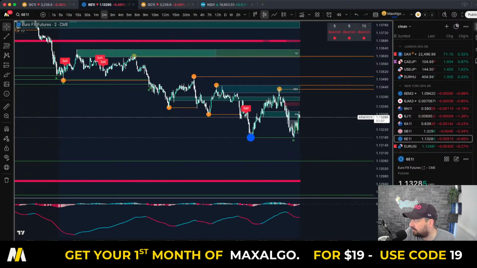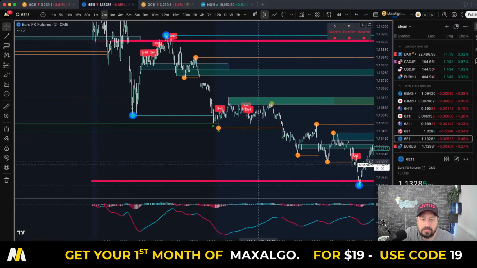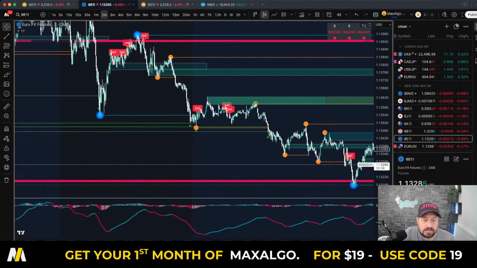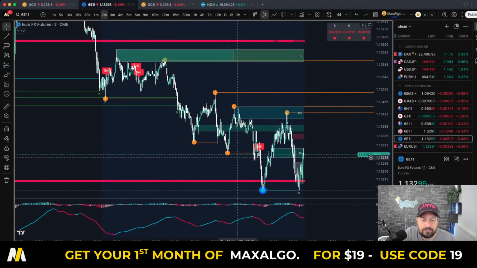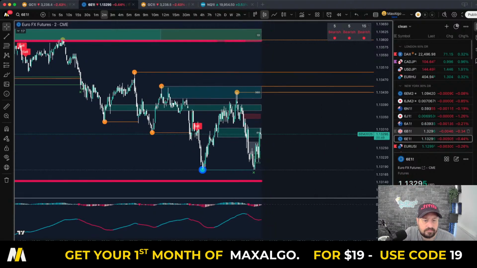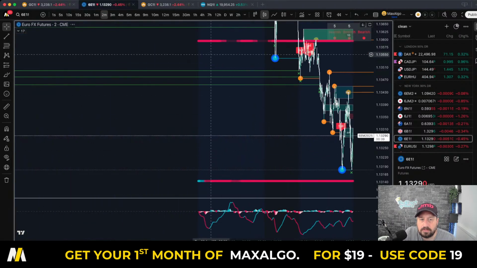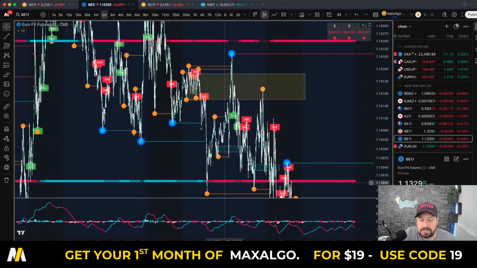Good morning, Aaron. Morning, morning, morning. Euro's being in a nice structure. We are looking like we're trying to make our way momentum back bullish. You can see that both the dynamic TPs went red here.